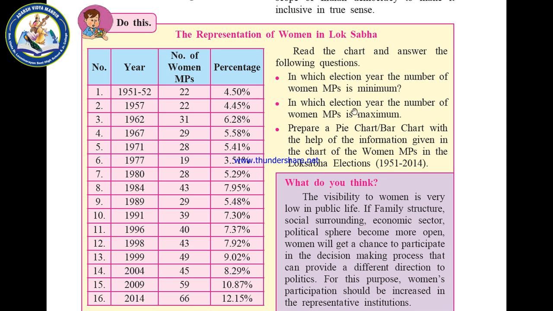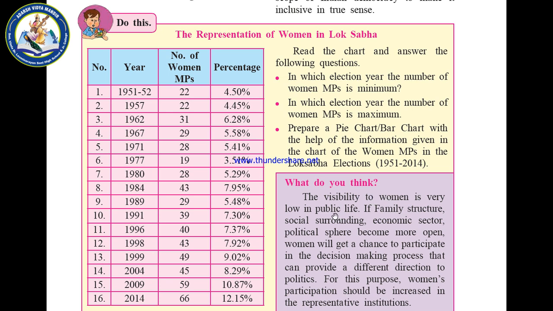Some questions are also given here. In which election year was the number of women MPs minimum? That is 1977, 19 women MPs only. Then maximum number was in 2014, that is 66. And you can use this chart to create a pie chart, a bar graph. You can utilize this information to create this.